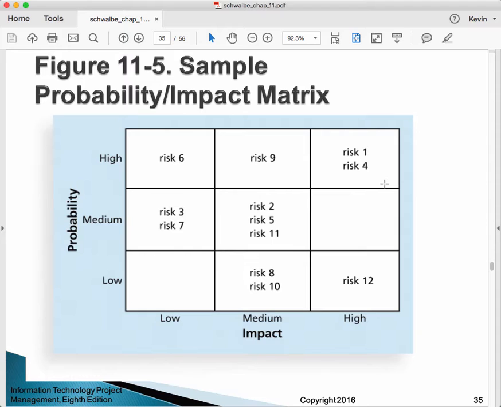Low, things that are low sometimes don't even get on our radar. They don't have a big impact, they have a low risk of occurring. Why waste airtime on them? So it's not too surprising that we don't have anything there because we just don't even want to talk about those. And then we fill out the rest of this matrix as appropriate.